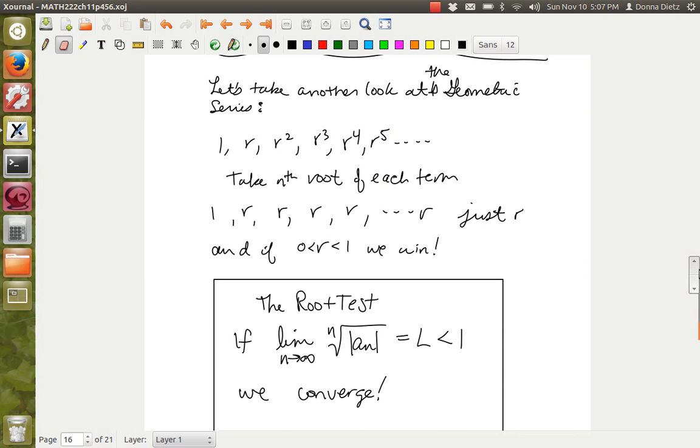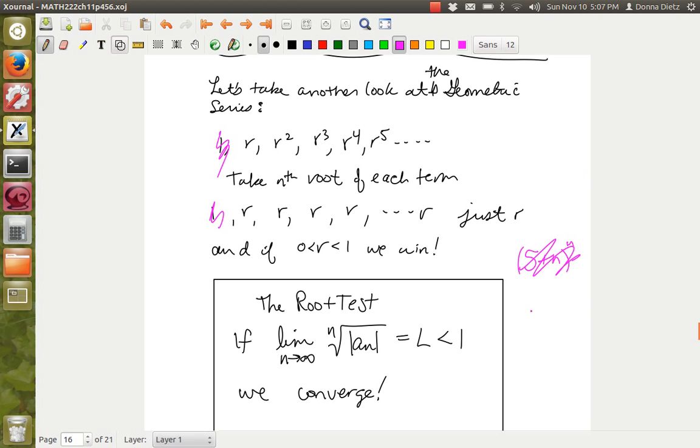Alright, let's take yet another look at the geometric series. If you take the nth root of each term, let's not look at the first term, I don't like that, but the nth root of everything else, you just get r. And so the root test is just another way to see if you essentially are looking at a geometric series. So if you have a sequence that looks like this, that's no good, right? That limit is going to be 5.